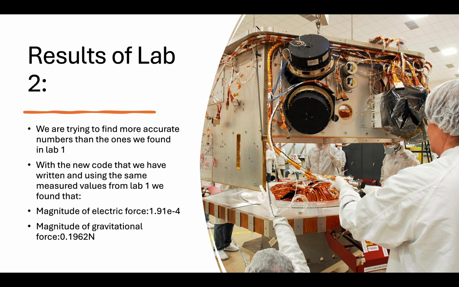And then from lab 2, we're trying to find more accurate numbers than the ones we found in lab 1. With the new code, we should be getting more accurate values than the ones that we found in lab 1. So some of our results: the magnitude of electric force is 1.9 e to the negative 4. It's very different from what we found before. And then the magnitude of gravitational force is 0.1962 newtons.